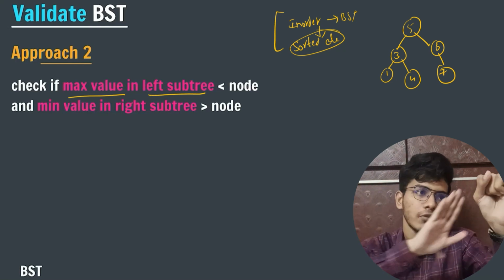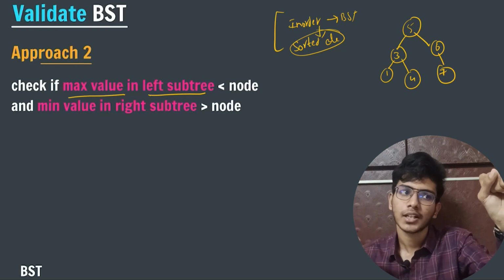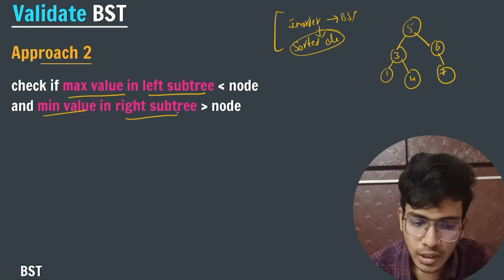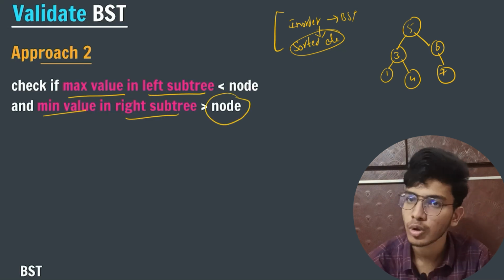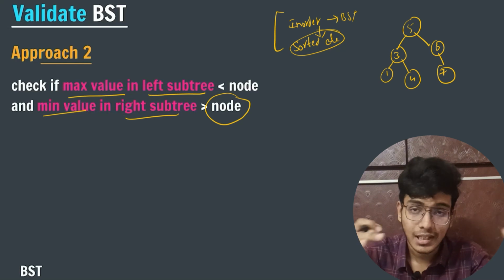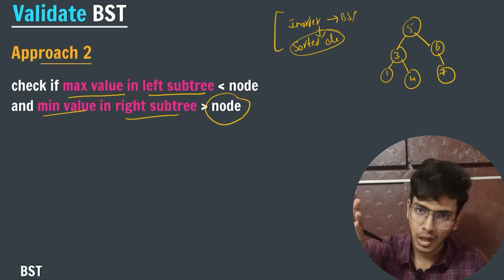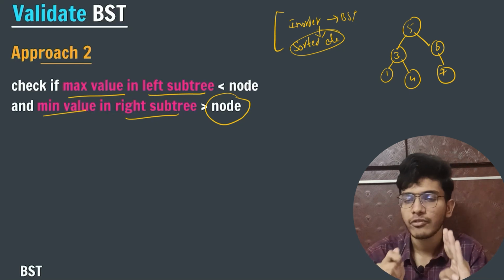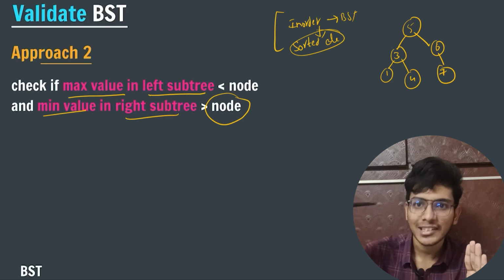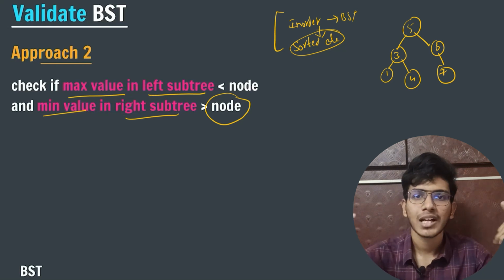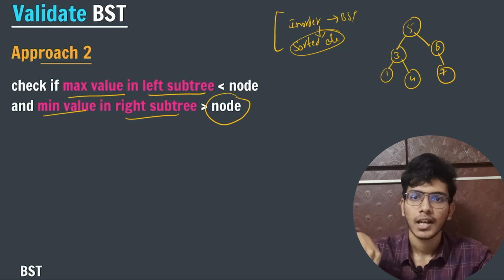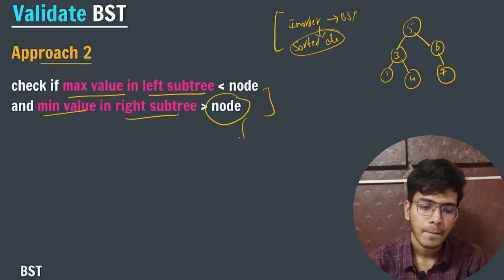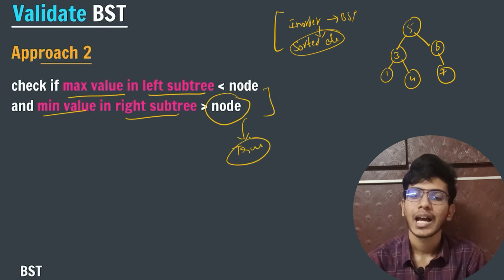Now I will check the root node's right part. In the right part, the minimum value in the right subtree should be greater than the root node. So I will take the minimum value in the right part and compare it with the root node. If my root node is less than the right part's minimum value, then both conditions are satisfied: left part is satisfied, right part is satisfied. If both are satisfied, I will return true as my output, else I will return false.